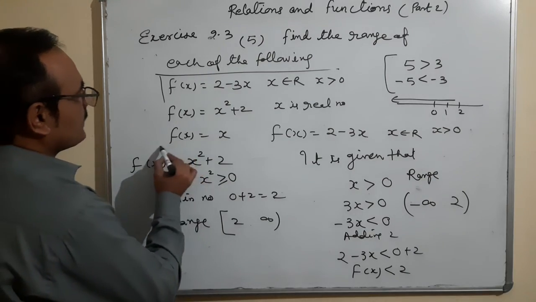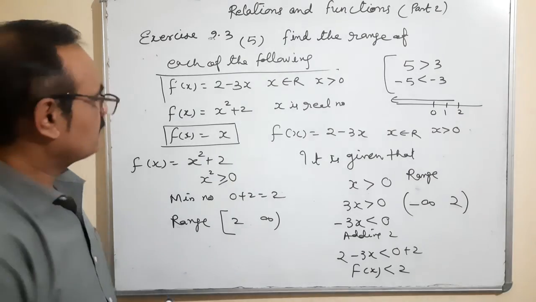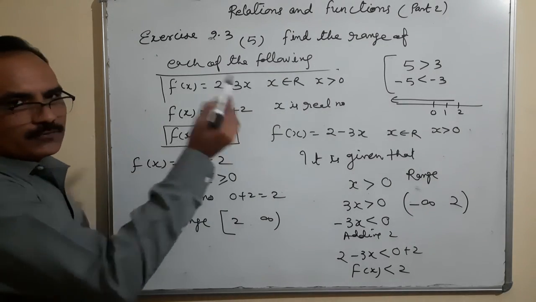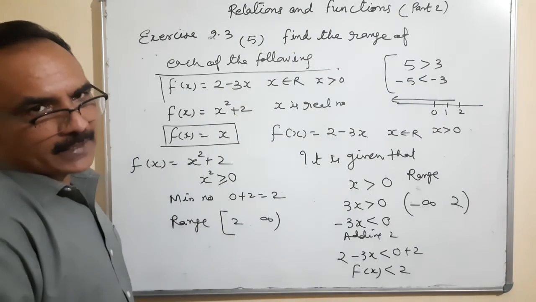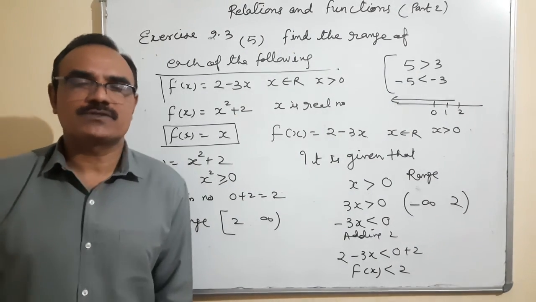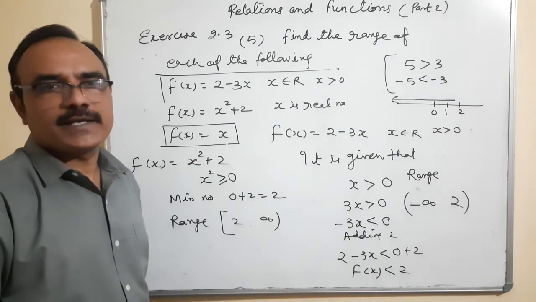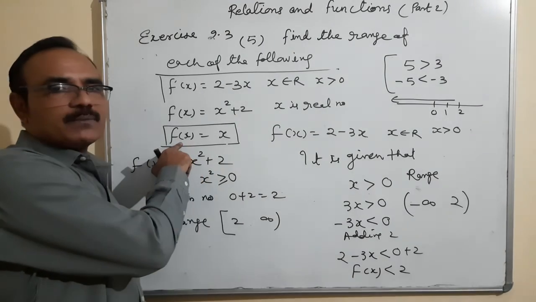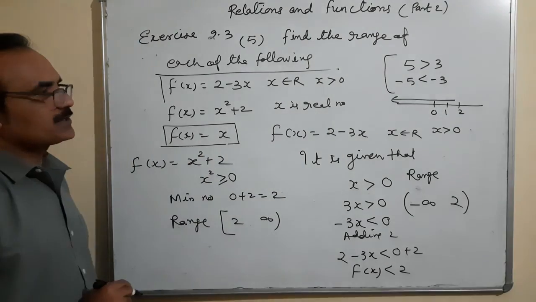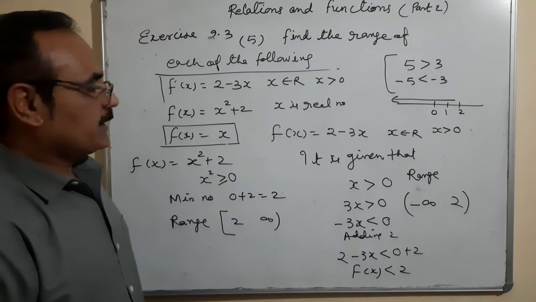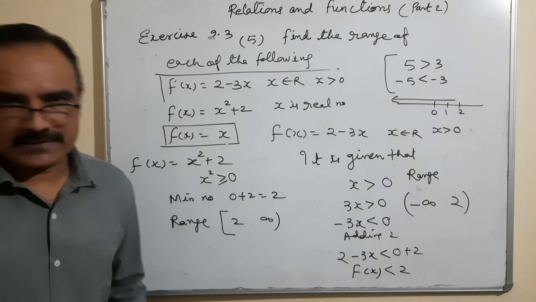Third one is f of x is equal to x. It is an identity function, and x is equal to 1, 2, 3, 4, minus 1, minus 2, minus 3, 0. And you are getting the range also the same: 1, 2, 3, minus 1, minus 2, minus 3. So what does it mean? The range and domain both are the set of real numbers. Is that clear? So this is the procedure by which you can find the range and domain.